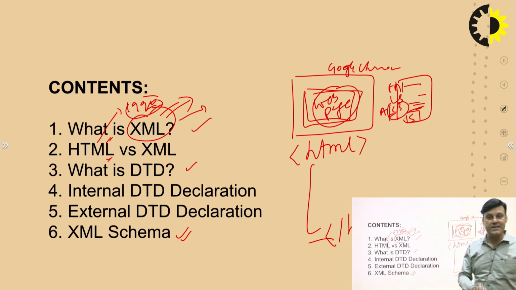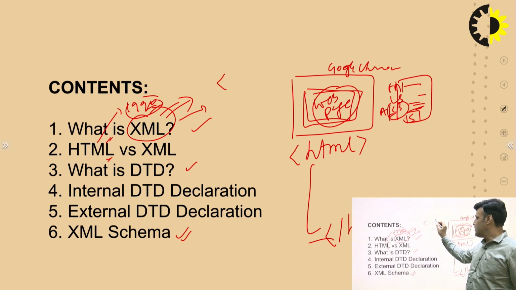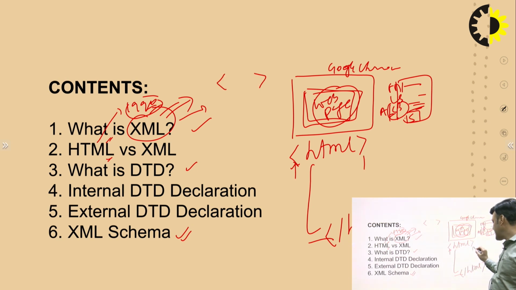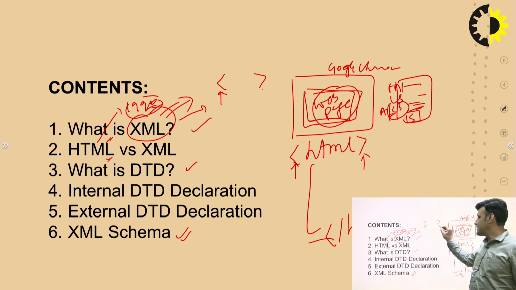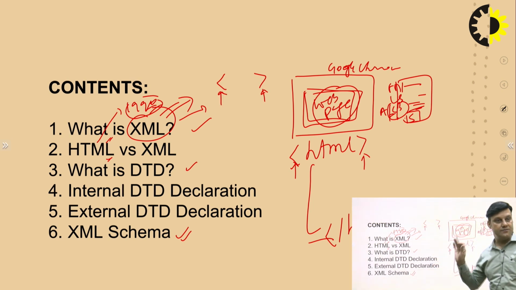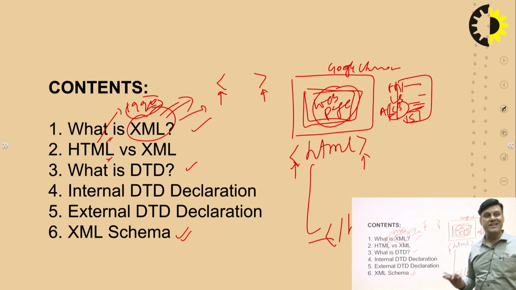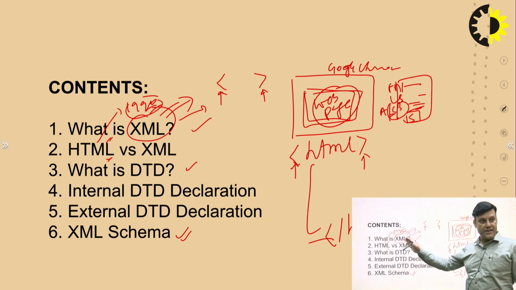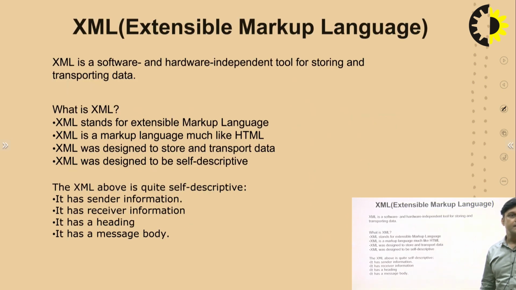We use XML, that is extensible markup language. Markup means, like in HTML, we write the tags in angular brackets. We give some markup. Extensible means we can create our own tags. So it gives flexibility as compared to HTML. XML gives the flexibility to a user to use their own tags, right? So extensible markup language is a software and hardware independent tool for storing and transporting data, right?